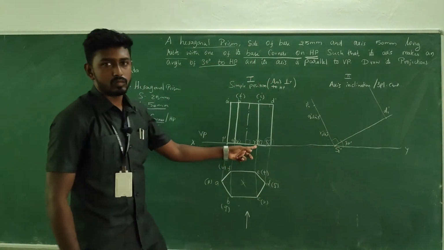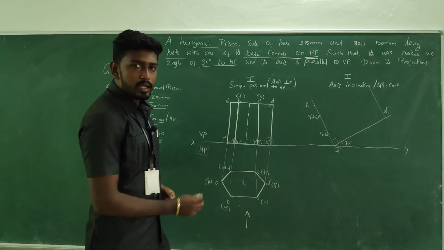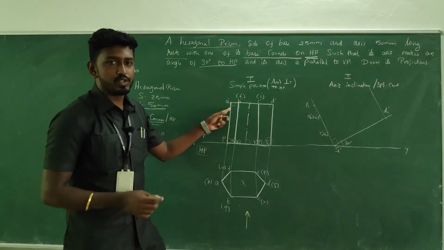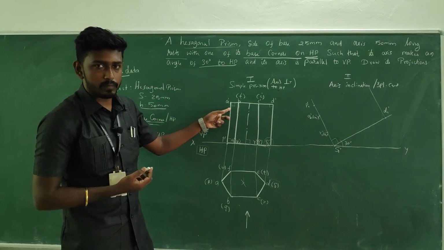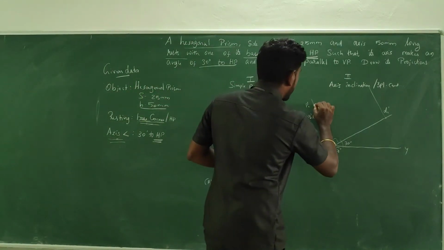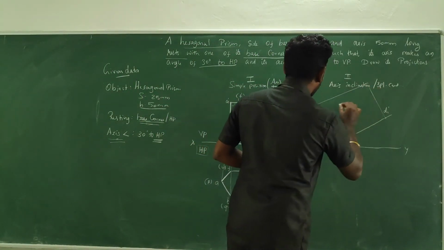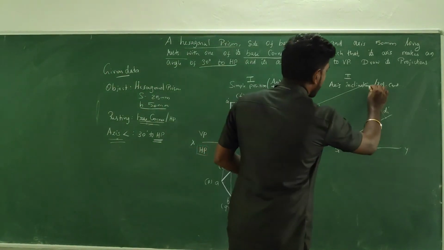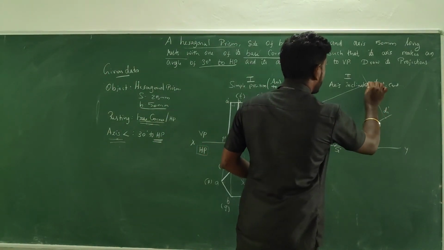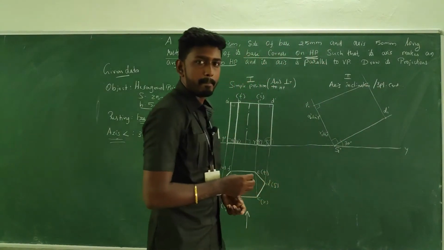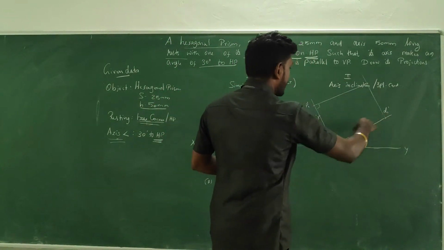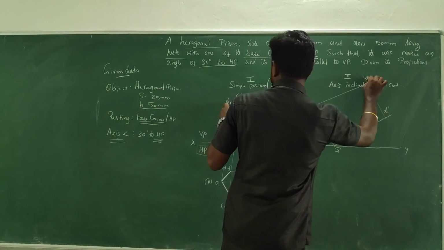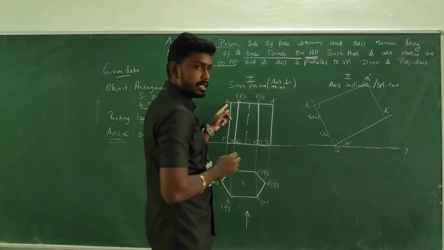T1 dash. Now we know all the adjacent sides are kept 90 degrees perpendicular, right? So from P, draw the perpendicular line, 90 degree line, so that the line coming from D will meet somewhere here. Okay, so this is the boundary for the rectangular face. This corner is A1 dash.